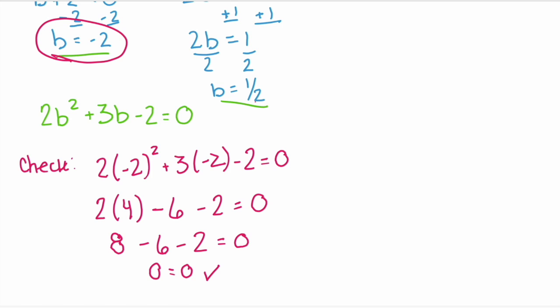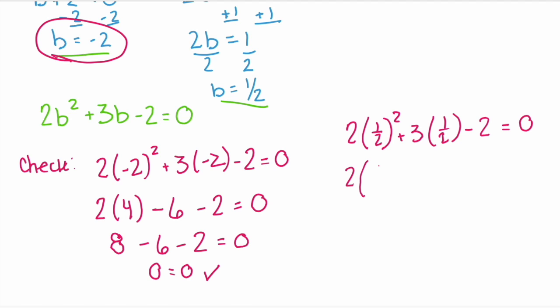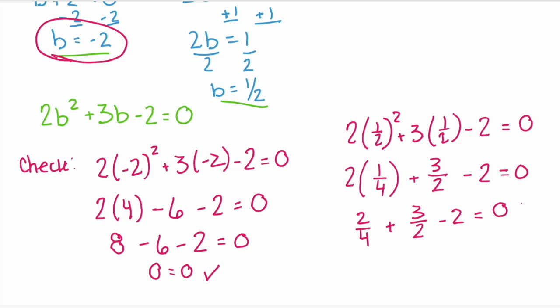So now we need to check b equals 1/2. So we have 2 times 1/2 squared plus 3 times 1/2 minus 2 equals 0. 1/2 squared is 1/4. And 3 times 1/2 is 3/2. Then we do 2 times 1/4, which is 2/4, plus 3/2 minus 2. Does that equal 0?